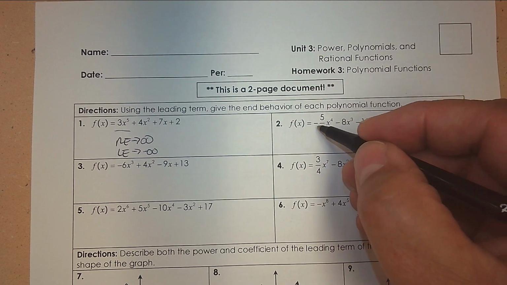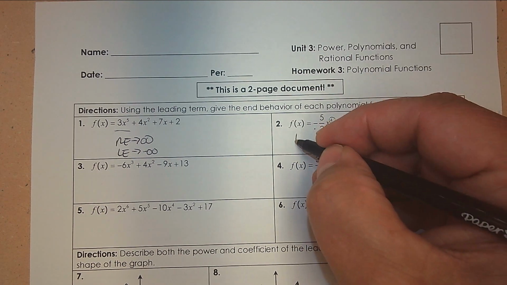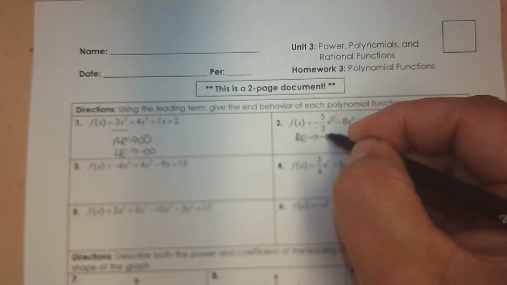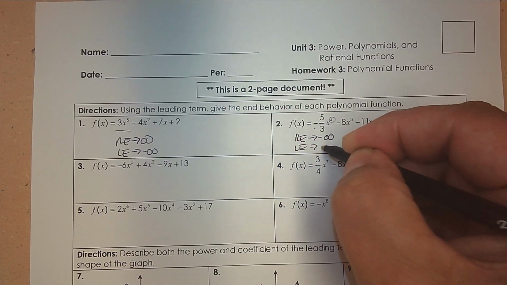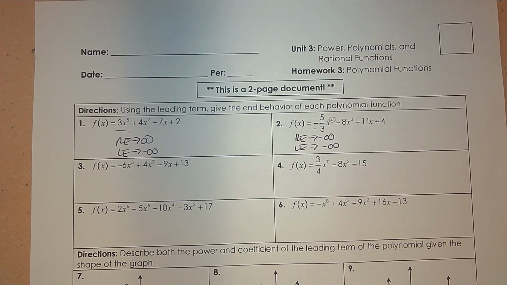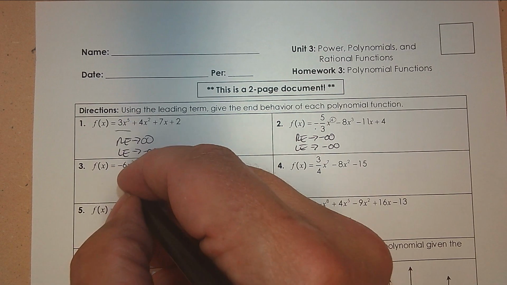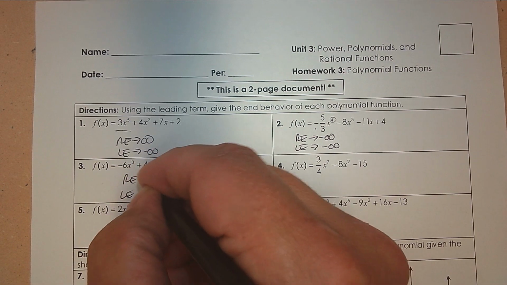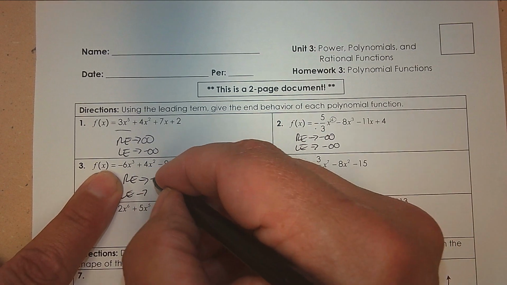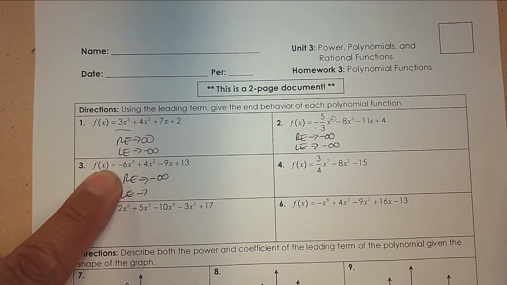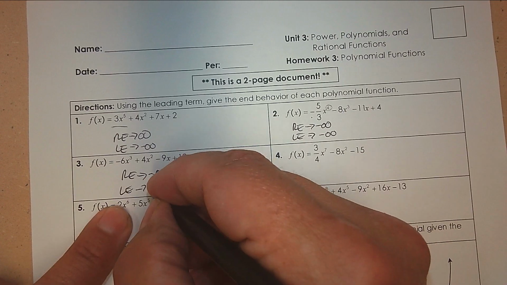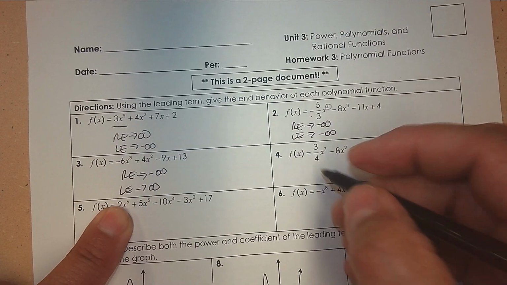Here, negative with an even exponent. So I start with the negative in front. That means it's going down to the right. The even exponent means the other end is going to join it. So negative, that means the right end is going to negative infinity. Odd exponent means the other end is going to go the opposite direction.